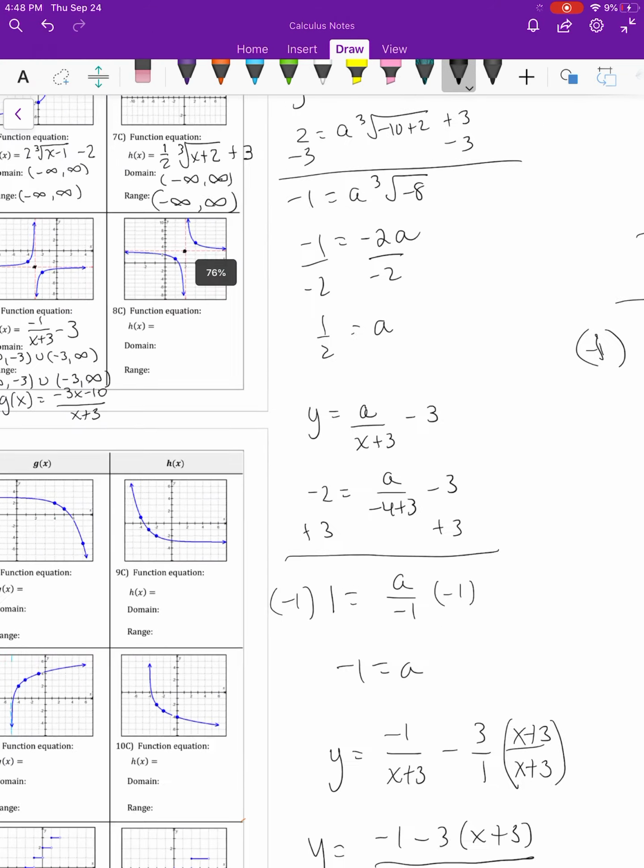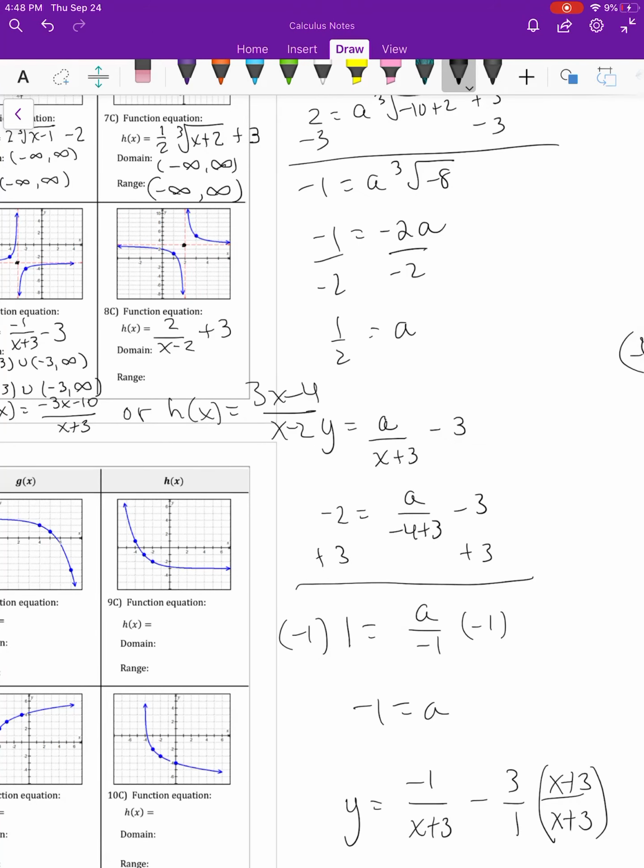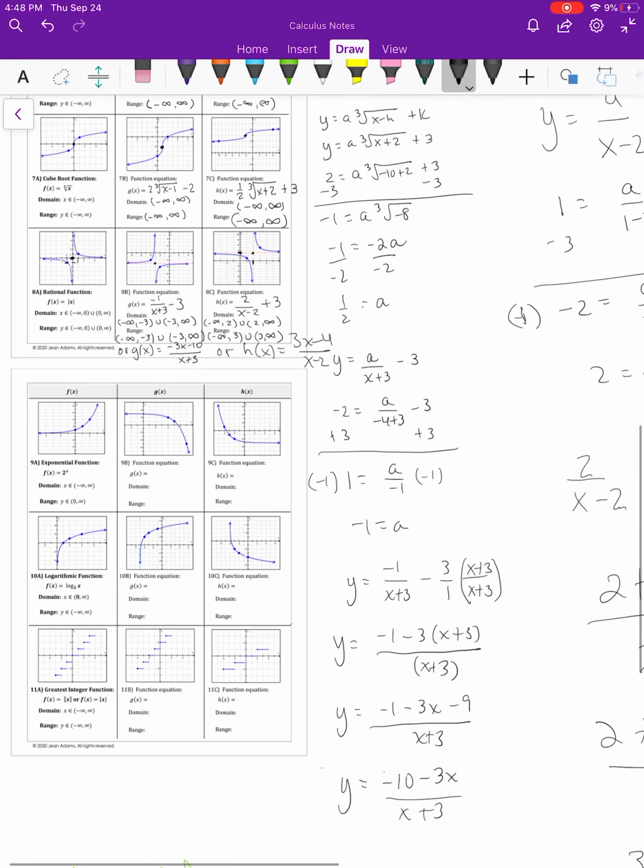My domain is everything except 2. See how that's the only x that I'm not going to have. So negative infinity to 2, union 2 to infinity. And then my y is everything except for that 3. Right there, that y value is the only one that you're not going to have. Negative infinity to 3, union 3 to infinity.